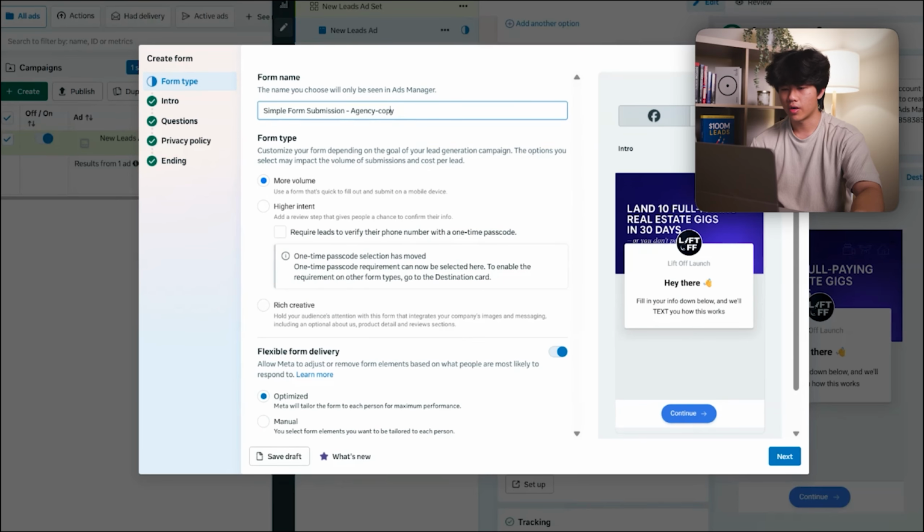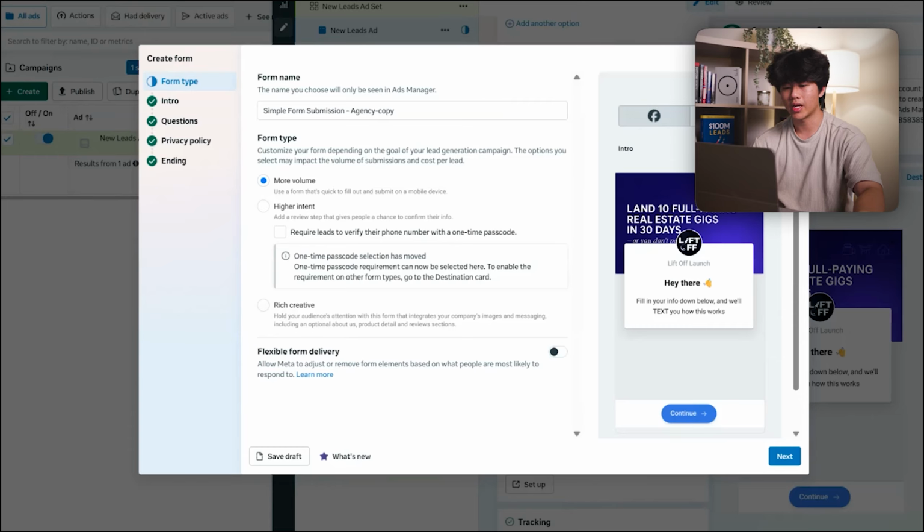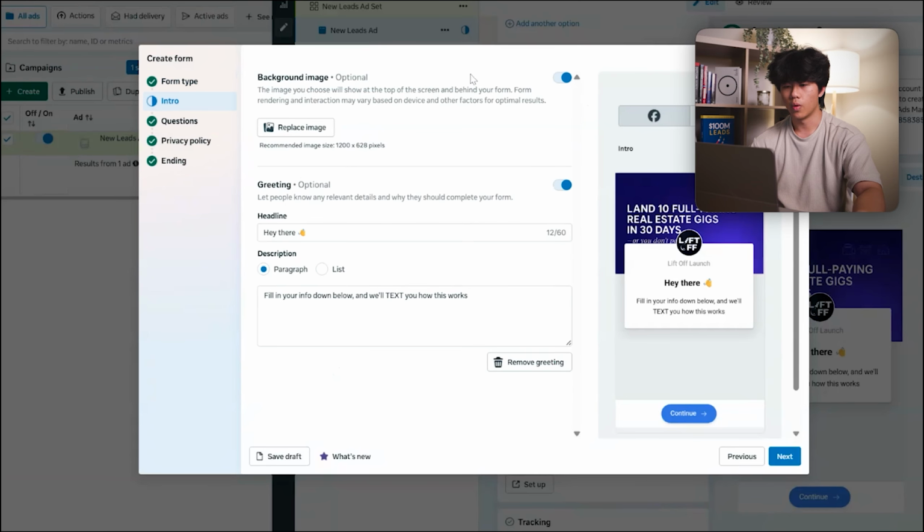So at the top, whatever the name is, right? We want to make sure that we're clicking more volume for our form type. Form type, more volume. Flexible form delivery, we want to turn that off. We don't want it to adjust or remove different elements from what people are most likely to respond to. So more volume and flexible form delivery. For the intro, what we can do is have a background image, right? This is just an example of the offer being the banner of the background image. So that's what the background image is going to be.